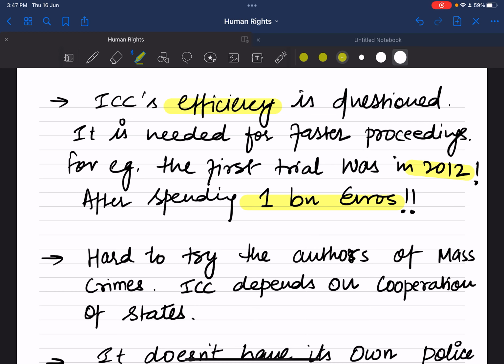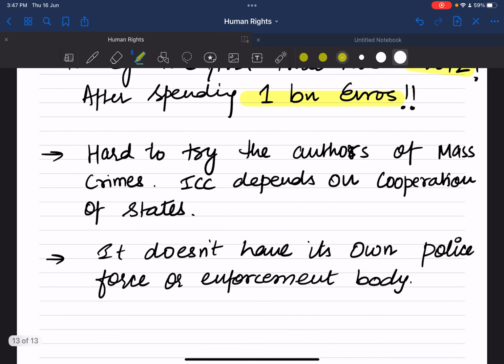It is hard to try the authors of mass crimes. ICC depends on the cooperation of states. In case a state does not cooperate, then it is very cumbersome to prosecute that person. For example, Omar al-Bashir of Sudan, that took a lot of time because the country was not handing him over. It doesn't have its own police force or enforcement body. So these are some of the challenges which ICC is facing.